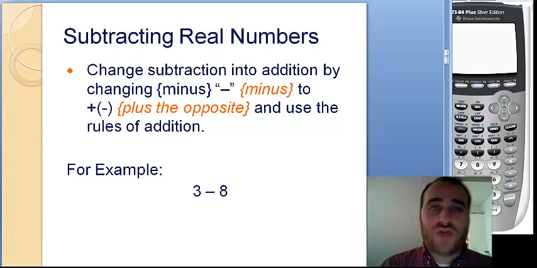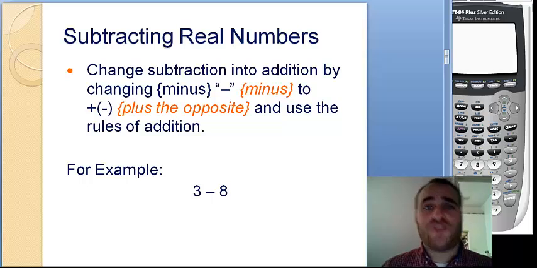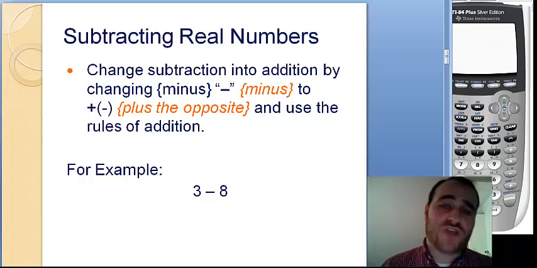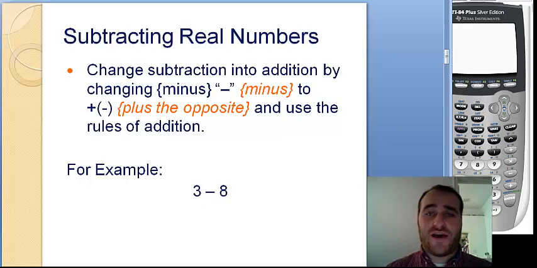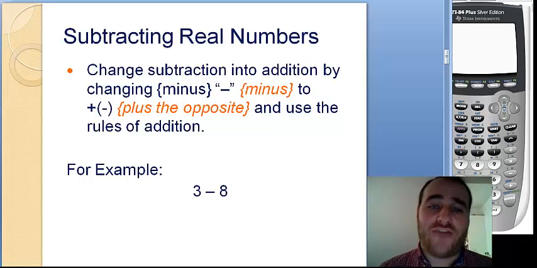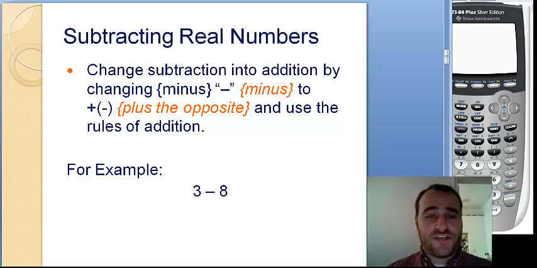If we subtract real numbers, we're going to change the subtraction into addition, and then use our rules of addition that we just learned. The way that we change subtraction to addition is we take the minus and change it to plus the opposite sign of whatever number we had after that. And then we use the rules of addition.